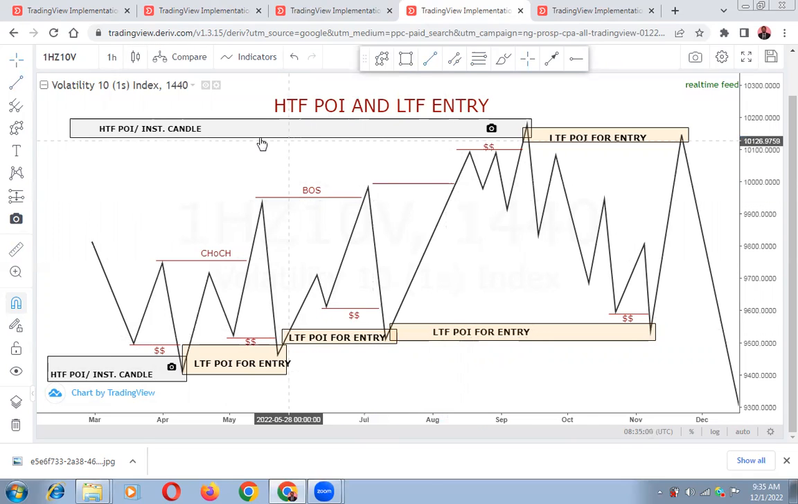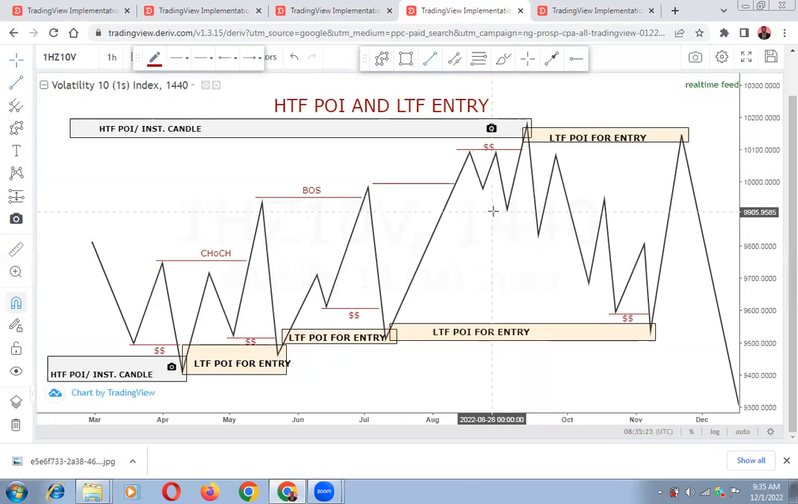Now there is a higher time frame institutional candle that is here. Price came, gave us tons of liquidity, a double top, and a lot of sellers were here. Price came all the way, boom, swept liquidity, traded into the institutional candle on the higher time frame, and then price began to give us this movement.